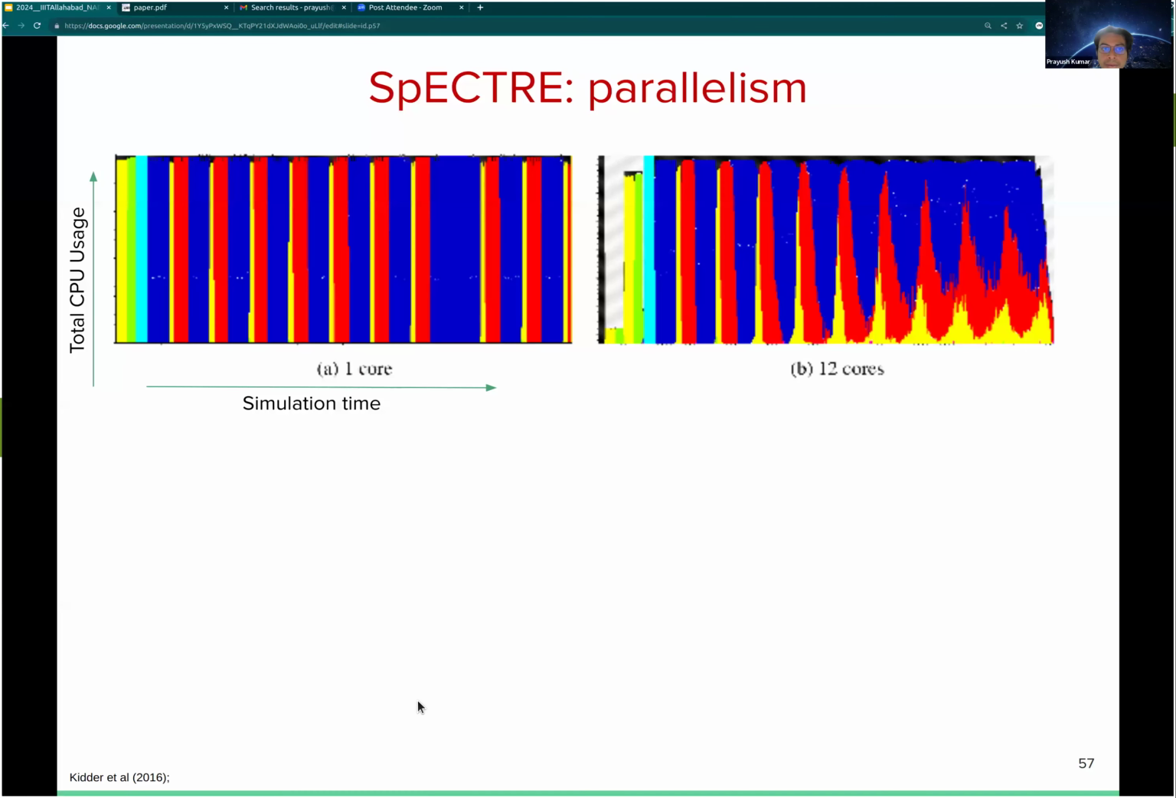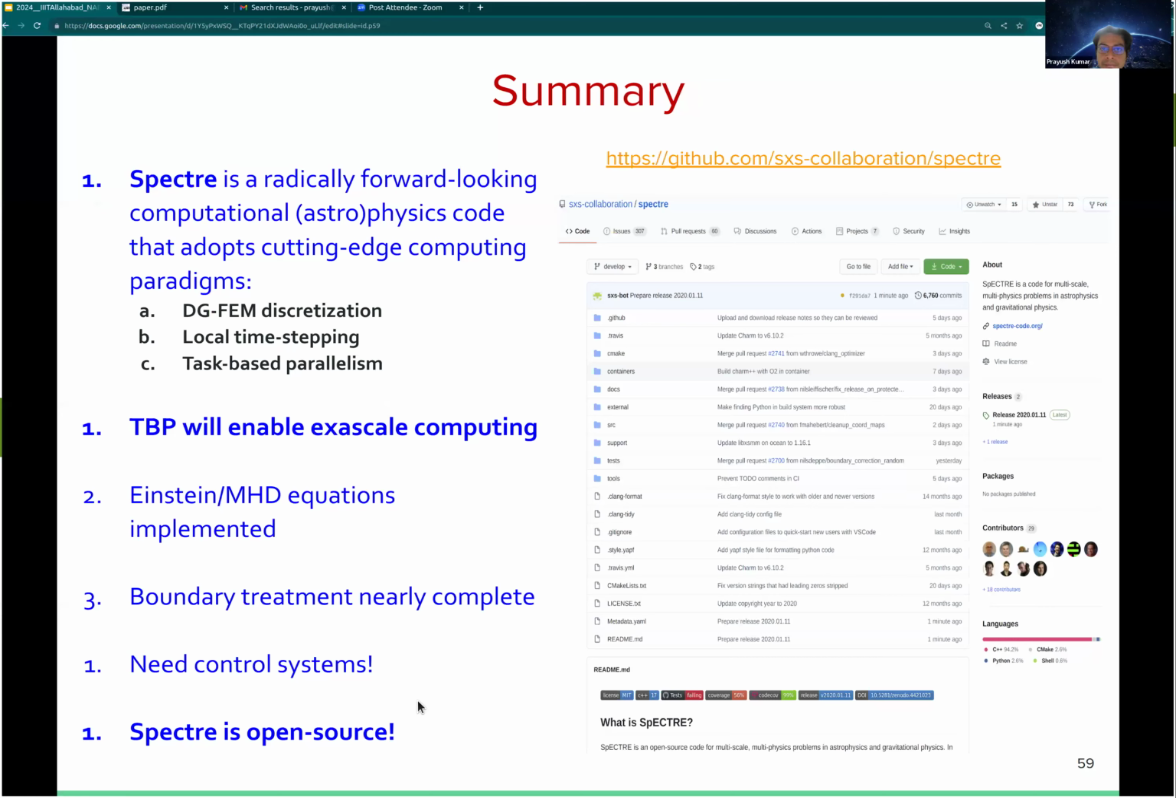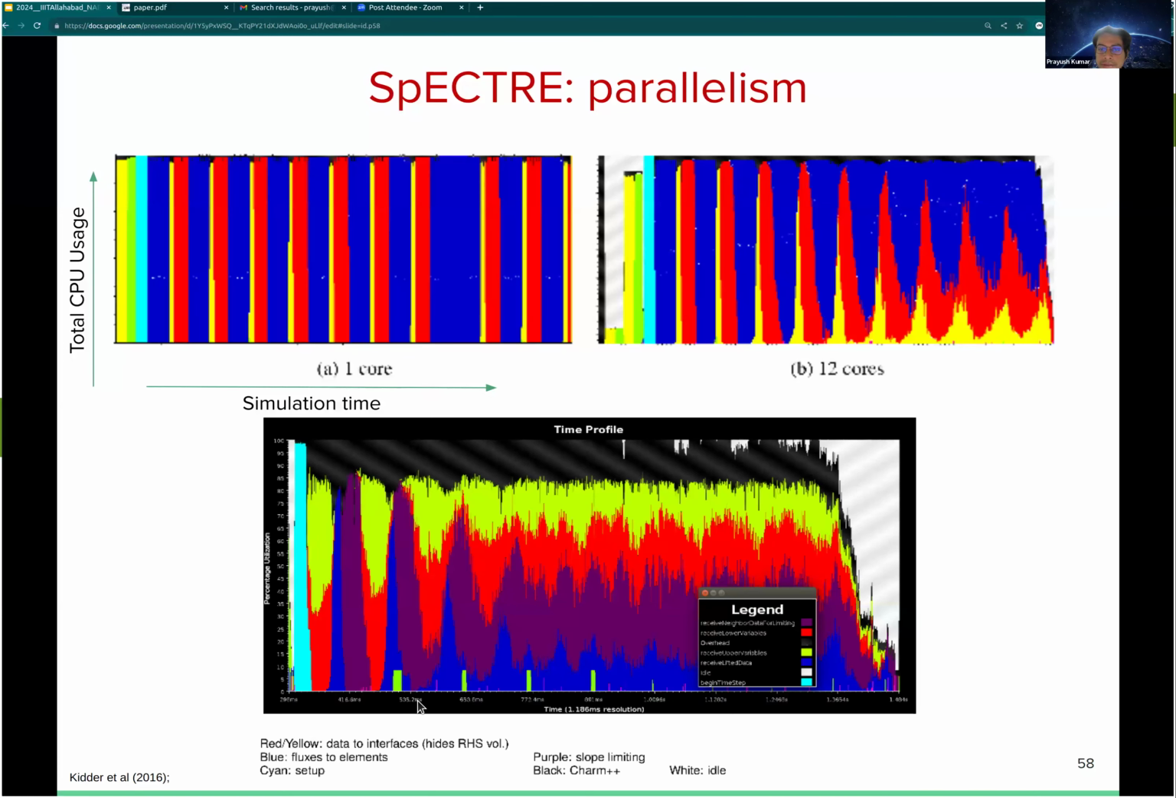Okay, I am going to skip this part and summarize here.